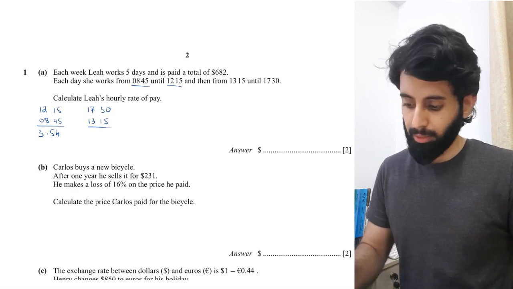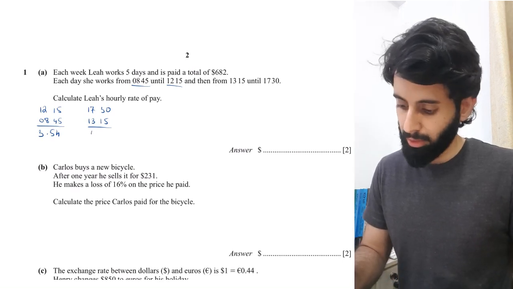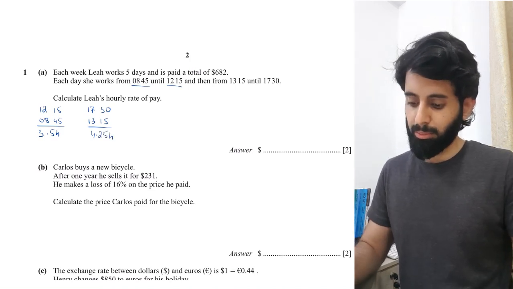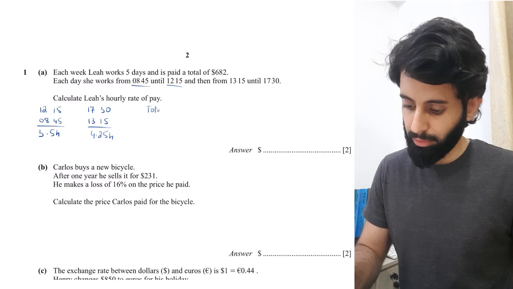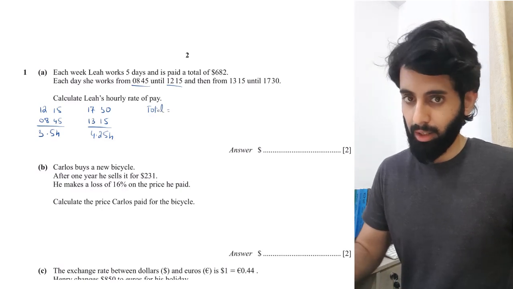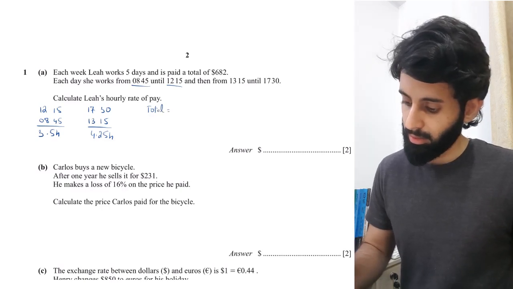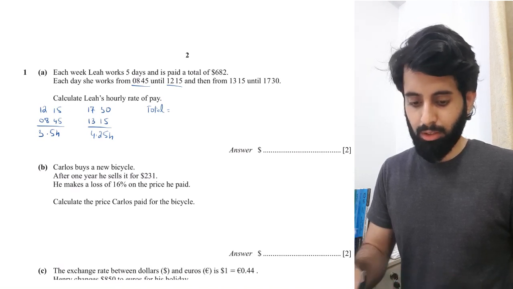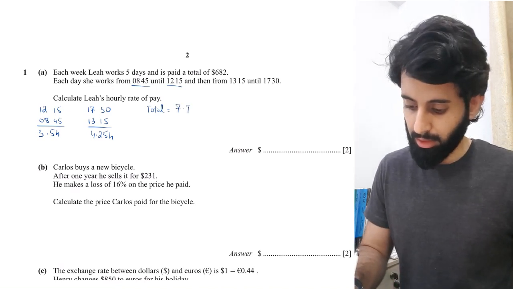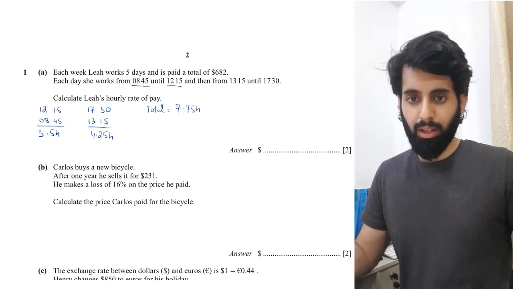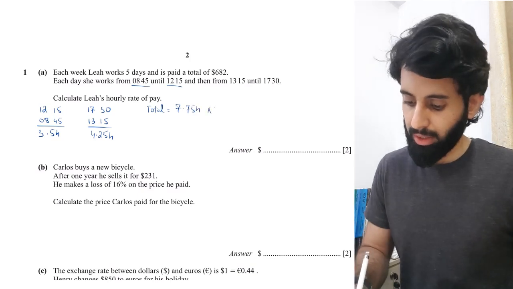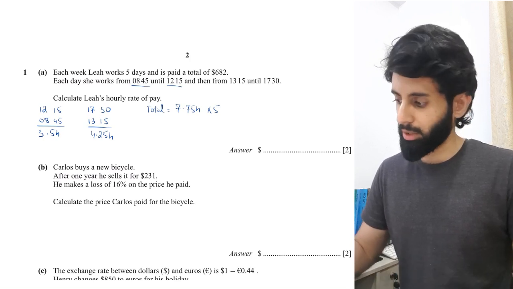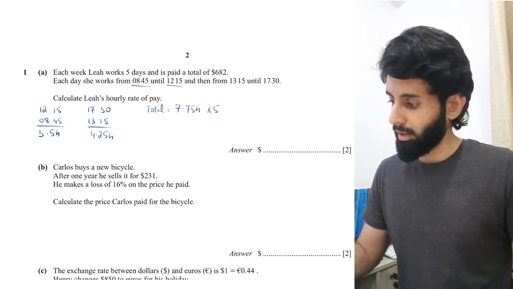So if I do this, it turns out to be 4 hours and 15 minutes, which basically turns into 4.25 hours. That means the total number of hours that she's working per day turns out to be 3.5 plus 4.25. So you have 7.75 hours, and this is per day. She's working for 5 days in a week, so I'll just times this by 5 so that I have the number of hours she's working in a week.